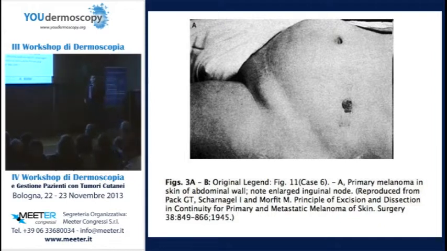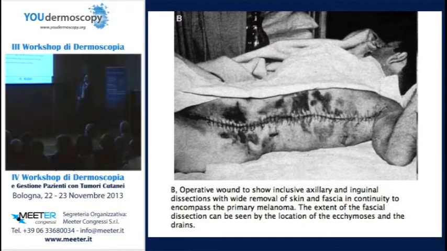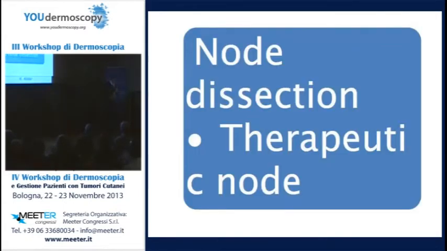And now, which safety margin did they use then? This was the safety margin that they used then. Now, the question is, did this safety margin save the patient? No. Did the node dissection save the patient? No. In this case, not. This is what we call therapeutic lymph node dissection. When there is obvious metastasis, we remove the lymph nodes, and that's the point.